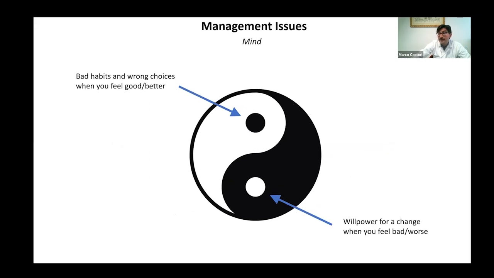And the yin and the yang of symptomatic joint hypermobility implies that bad habits and wrong choices are patients' contributors to worsening of quality of life when they feel good. Conversely, recognizing that the wind of change comes from inside is the most effective way for improving quality of life when patients feel bad and hopeless.